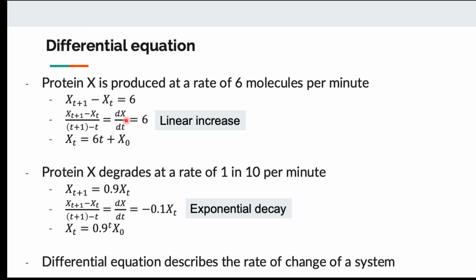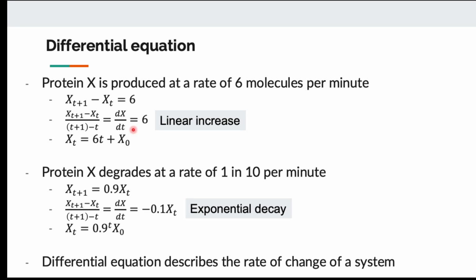And this, in calculus, people will write as dx by dt, which basically says that it's delta x, the change in number of molecules, divided by delta t, the change in time. In the case of 1 unit of time, the denominator happens to be 1, so it's not important, but you can change a unit of time to anything that you want. So basically, we change from this verbal statement, production at a rate of 6 molecules per minute, into an equation. dx by dt equals 6. So the rate of change is 6 per unit of time, which is 1 minute.